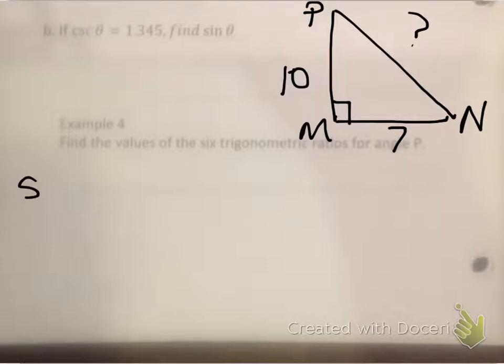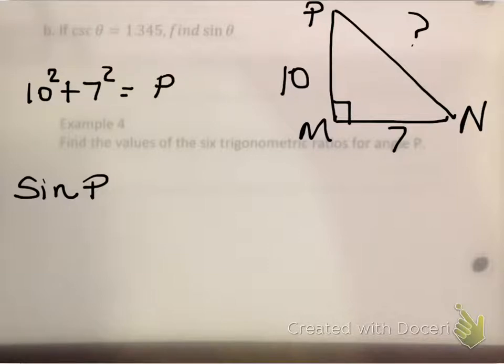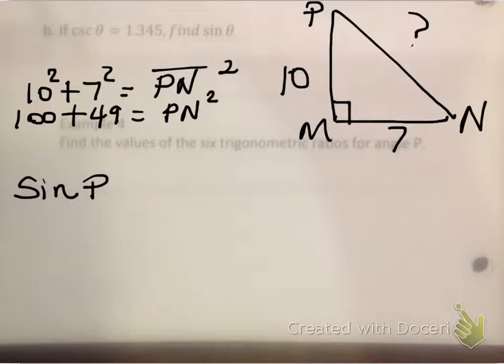We're going to find the sine of P. But before we find the sine of P, we need to find what that missing side is. We're going to use the Pythagorean theorem. So 10 squared plus 7 squared equals, I don't know what that side is squared, I'm going to call it PN squared. So 100 plus 49 equals PN squared, and that's 149.